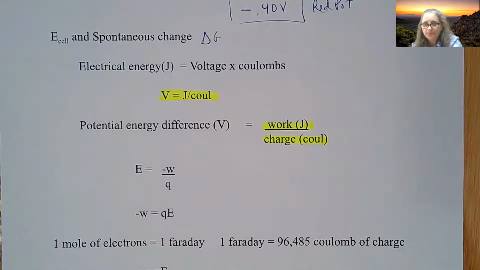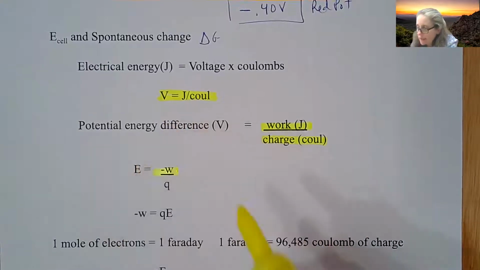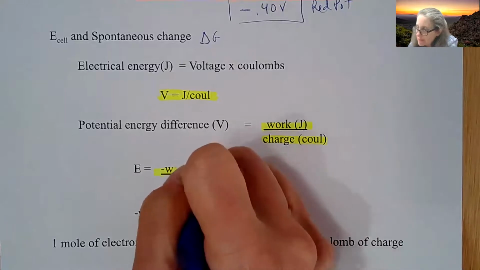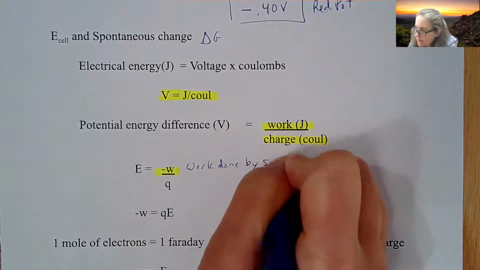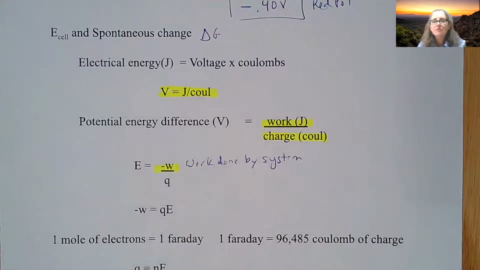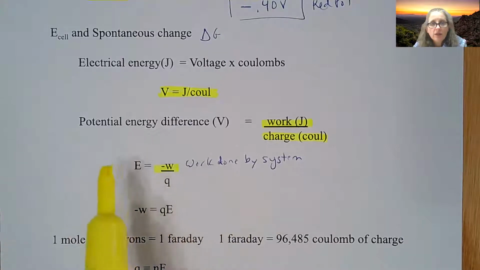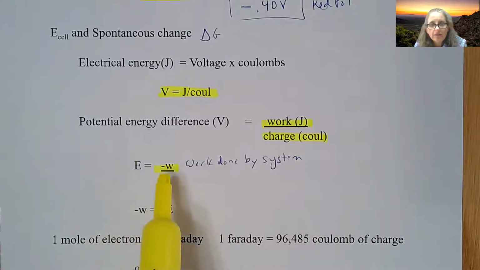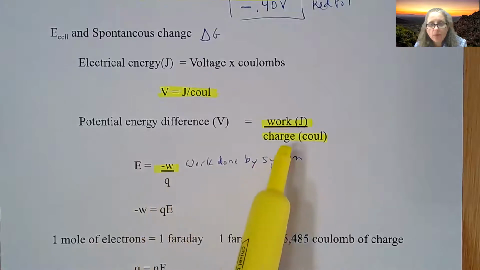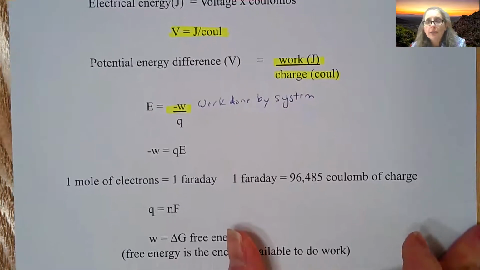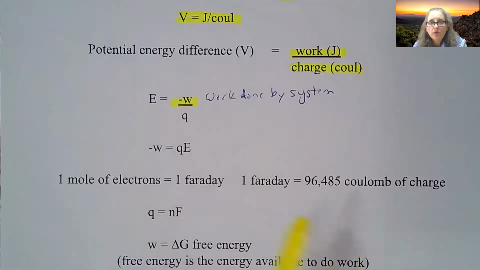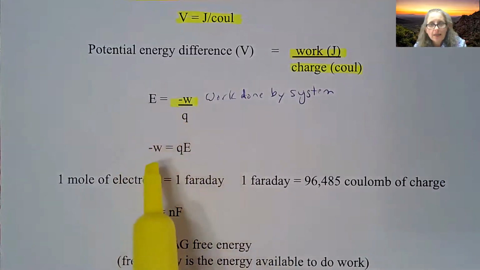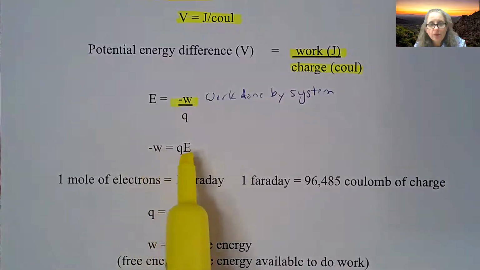And please remember that if I substitute in work, it is going to be a negative sign. That is because work is done by the system, is how we define it. So work is leaving the system, so that is why we always have it as negative. So the electrical energy is equal to negative work over Q, and Q is the symbol we use for charge. I introduced that to you a long time ago, at the beginning of our discussions together. So if I multiply Q times E, I will be left with negative work is equal to Q times E.